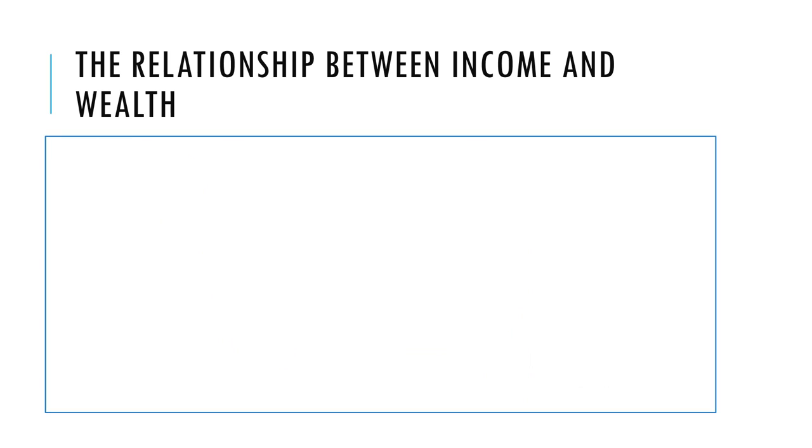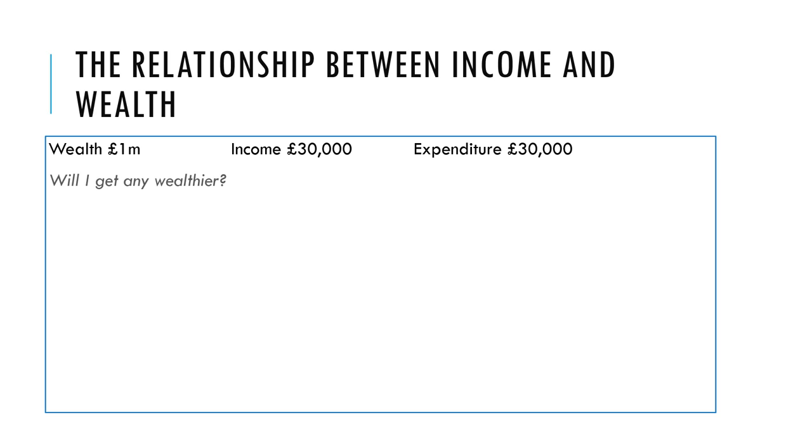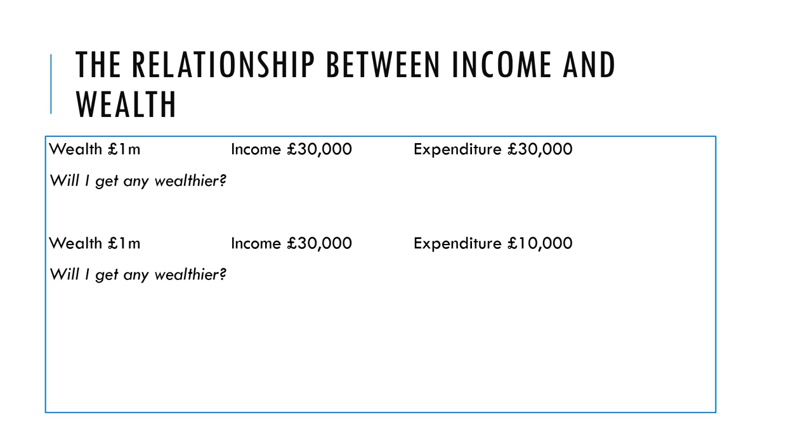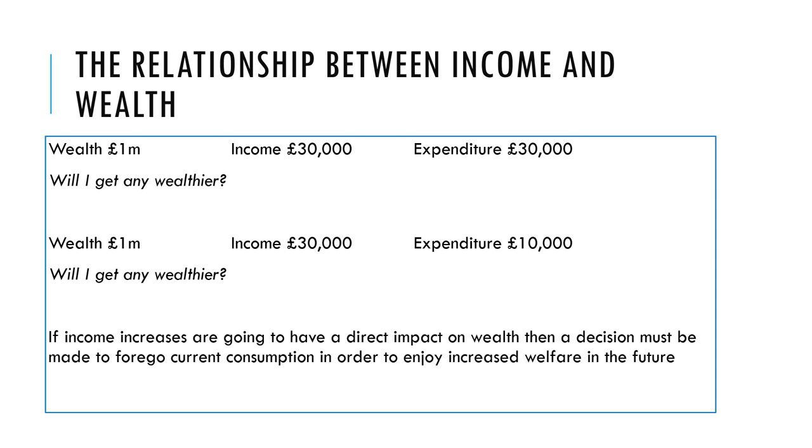So what is the relationship between income and wealth? Well, if I was worth £1 million, my income was £30,000, and my expenditure was £30,000, will I get any wealthier? The answer is no. My income is the same as my expenditure. If I was worth £1 million, my income was £30,000, but I was only spending £10,000, would I get any wealthier? Well, in that situation, yes, I would. I'd be getting wealthier by £20,000 every year. So if income increases are going to have a direct impact on wealth, then we must make a decision about spending less in order to enjoy increased wealth and welfare in the future.